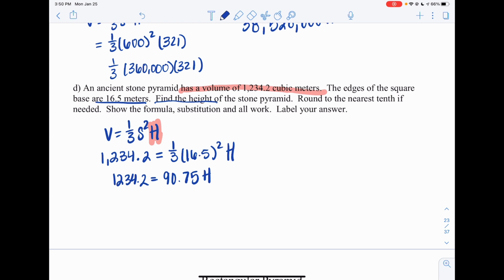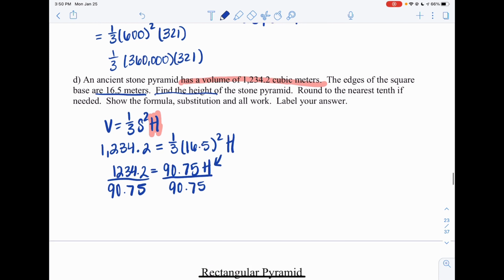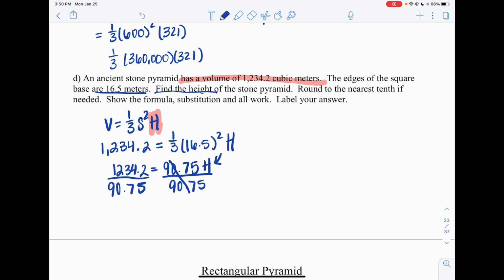So going back to our equations from first semester, if I have a coefficient and it's stuck to a variable, I'm actually dividing by the coefficient to get the variable by itself. Okay, so I'm dividing by 90.75 to get h by itself. Now 90.75 divided by 90.75 just gives me 1, which is the same thing as just a variable. And then when I have 1,234.2 divided by that 90.75, my final answer is 13.6 meters.